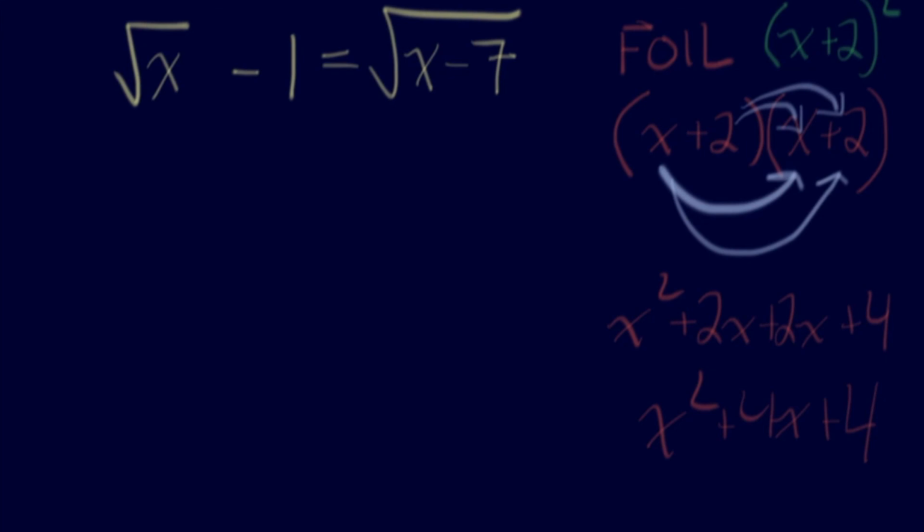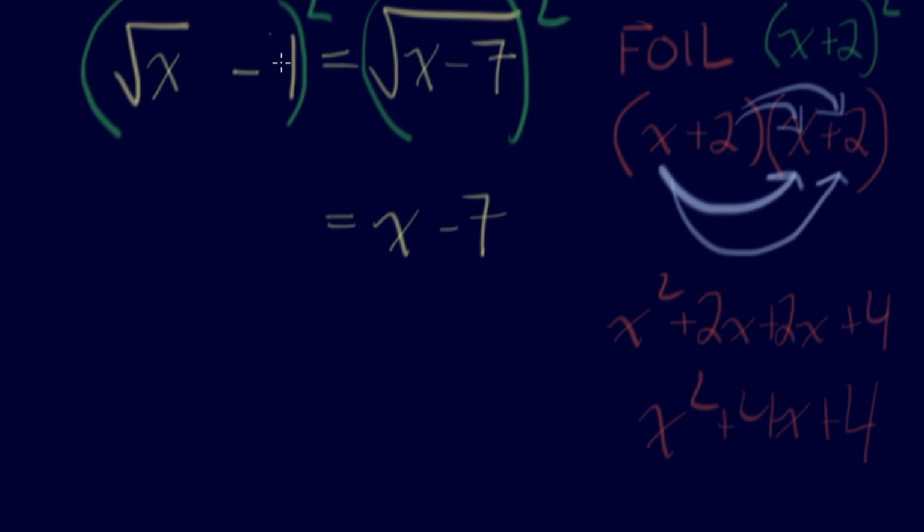So why do I talk about this? Well, I'm glad you asked. Because I need to square both sides. So I'm going to square this side, and I'm going to square that side. The right-hand side is nice and easy. The square of a square root is simply the number itself, so x minus 7. But over here, I'm now squaring a binomial. Let's use that shortcut.